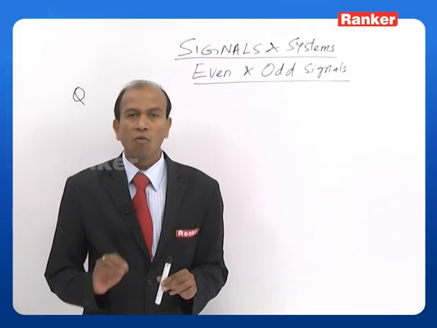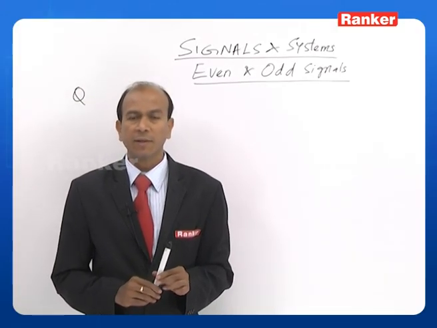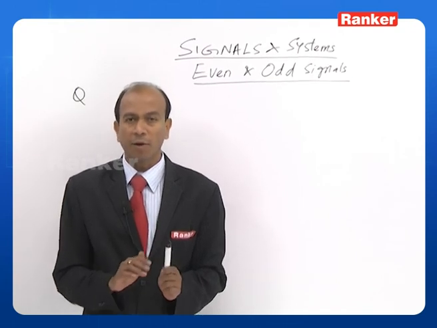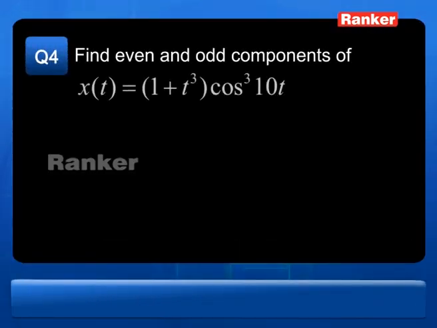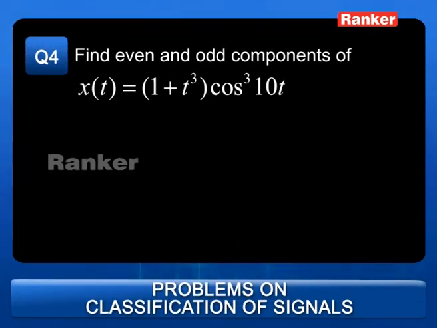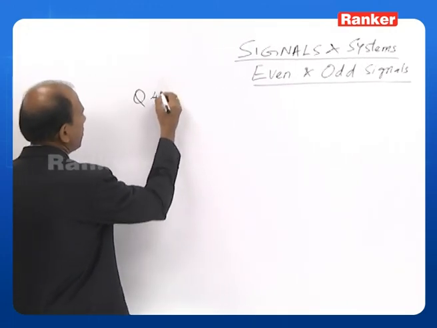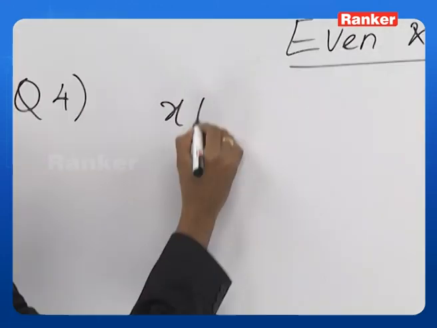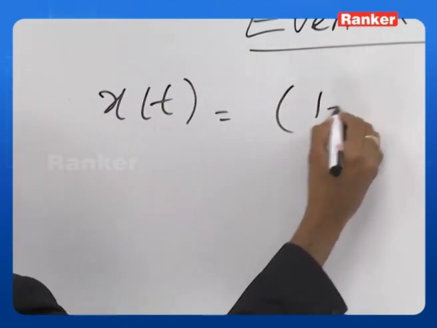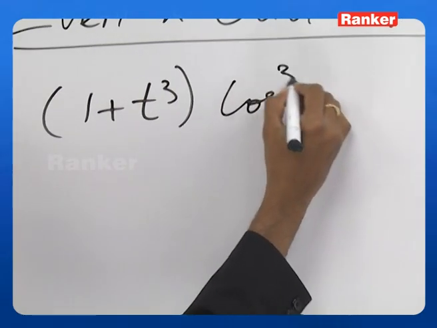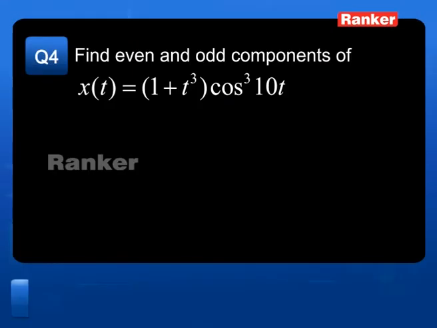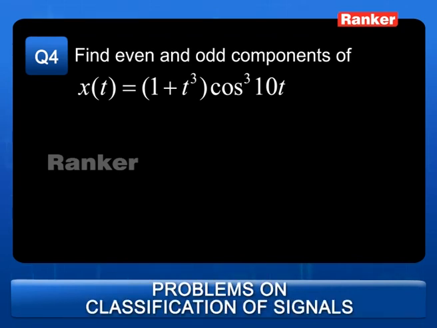Now, we will look at the fourth problem, where we will again calculate the even and odd components. All these problems will help us in finding the solution to any given problem. So, x of t we are talking about is 1 plus t cube multiplied by a cos function. We will look at that now and then solve that problem. Now, this is question number 4. x of t is given as 1 plus t cube cos cube 10t. So, let us solve this fourth problem.